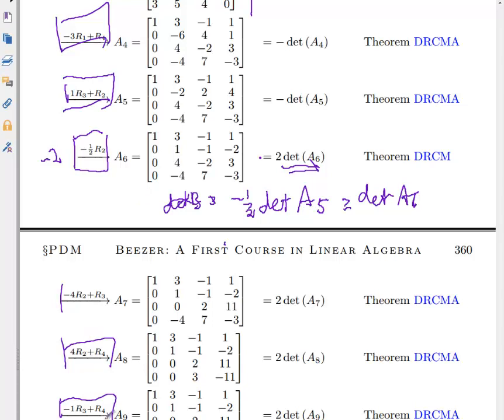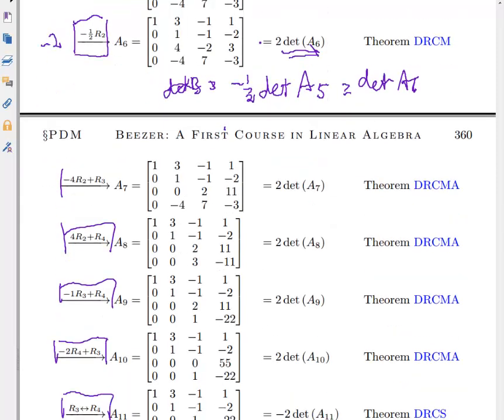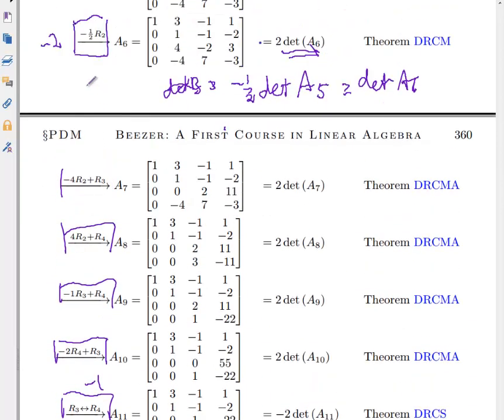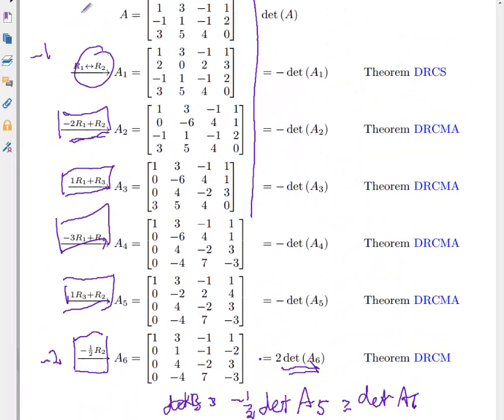Now, did I miss something here? Oh, here, sorry, I missed another minus 1 factor. This is a minus 1 factor also. Whoops, this is a minus 1 factor here. So 55 times minus 1 times minus 2 times minus 1.